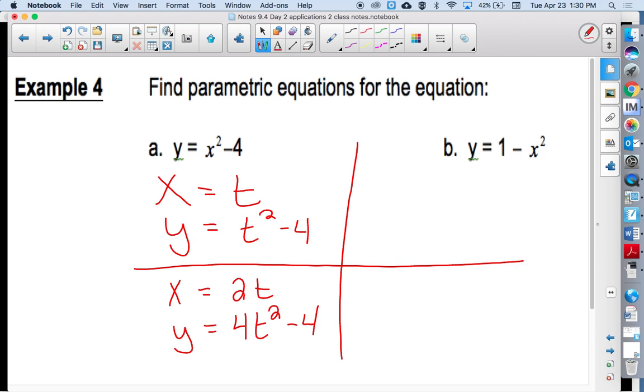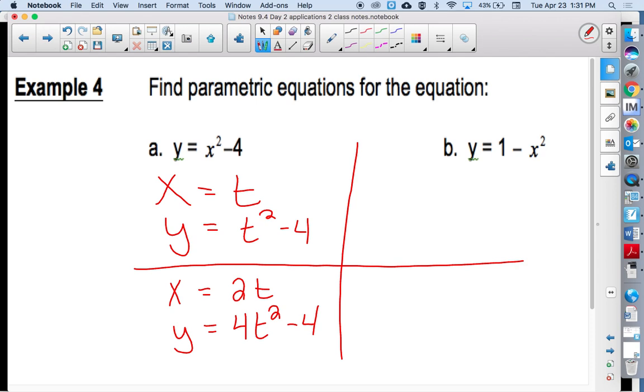So again, you could use cosine if you wanted to. x equals cosine of theta. y is cosine squared theta minus 1. There are an infinite amount of possibilities. One rectangular equation, but parametric equations are not unique. So there are many of them that create the same graph. So both of those equations would give me the same graph of that line, y equals x squared minus 1. We would have to manipulate the t value a little bit, but they would still give us the same graph.